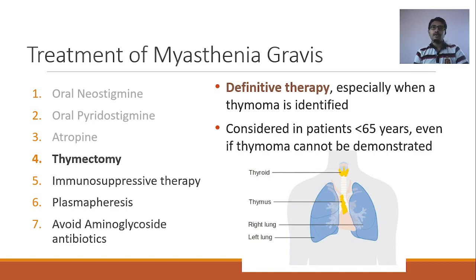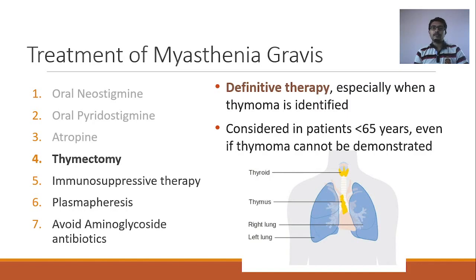But thymectomy, even though it is a definitive therapy, it is not the first line therapy, because remember, it's an invasive procedure. So if the patient is well controlled with neostigmine or pyridostigmine, we need not even go for thymectomy. But if the patient develops complications, or if the disease worsens in the patient, then we should consider thymectomy. Remember, thymectomy is the definitive therapy.